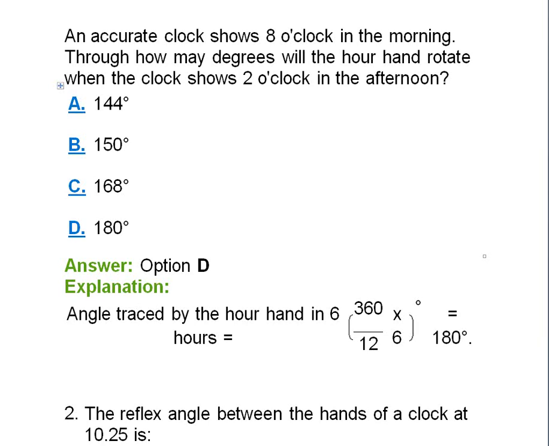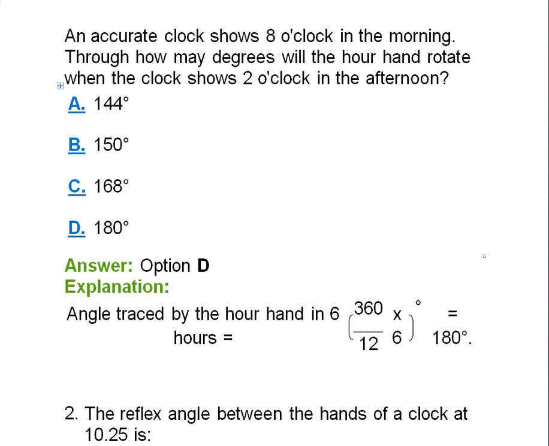So we are back with another part of clock. In the first part we saw the basics, and in the second part we will move on with the questions. Let's see what is the first question. An accurate clock shows 8 o'clock in the morning. Through how many degrees will the hour hand rotate when the clock shows 2 o'clock in the afternoon?